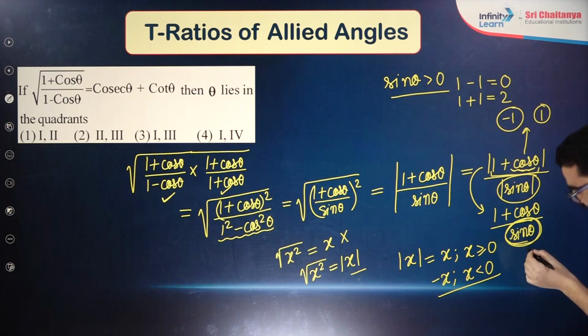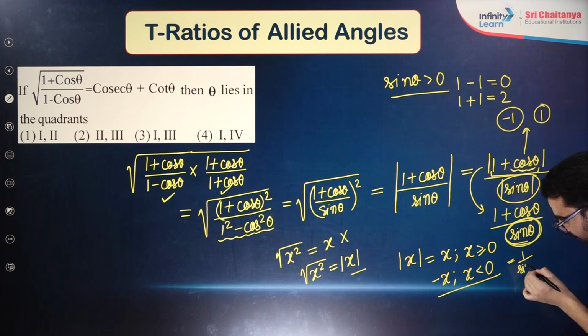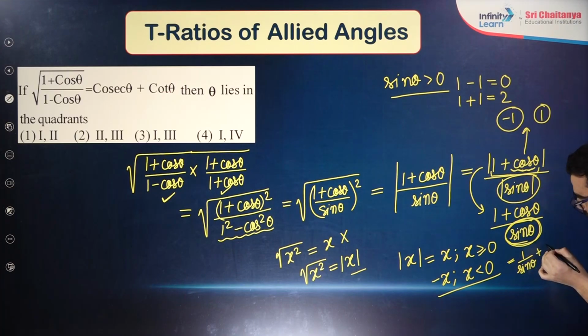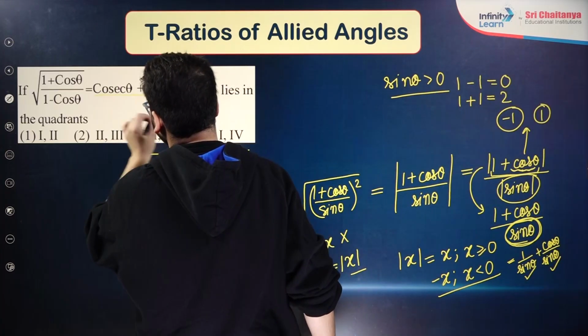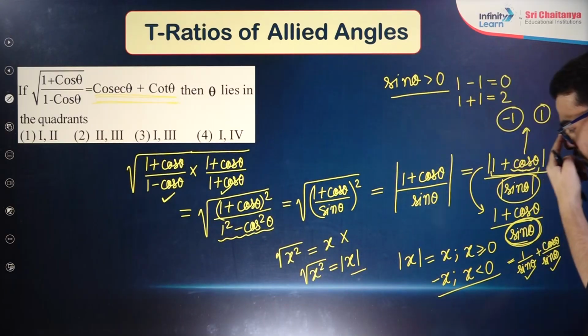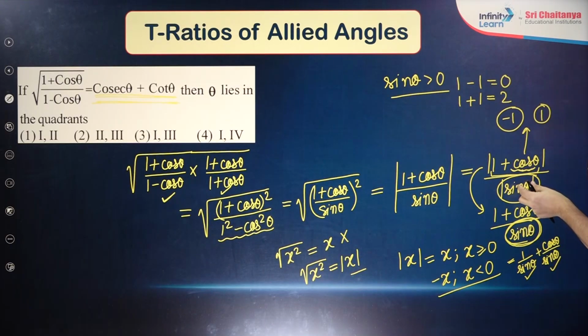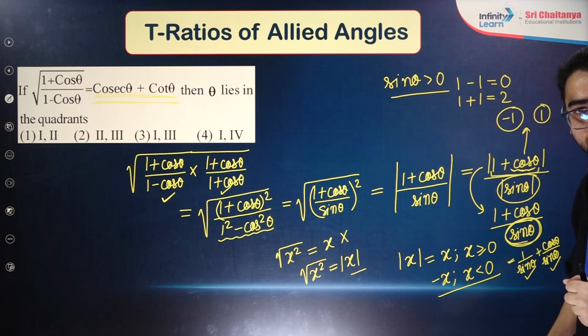Why? Because if you separate this out, this is nothing but 1 by sine theta plus cos theta by sine theta. See this thing. So 1 by sine is cosec, and cos by sine is cot. So it is given equal to cosec plus cot, right? It means you are taking modulus of sine theta equal to sine theta only. And that is only possible when sine theta is greater than 0, right?